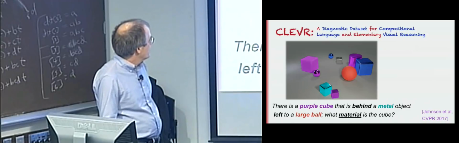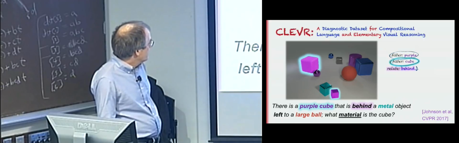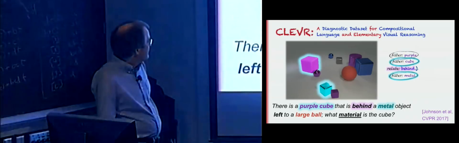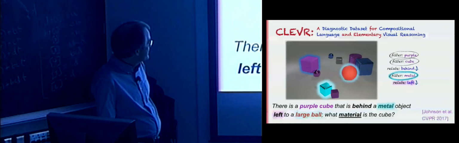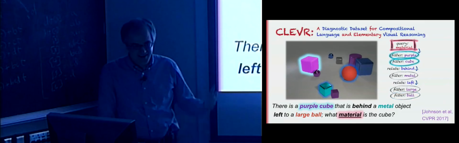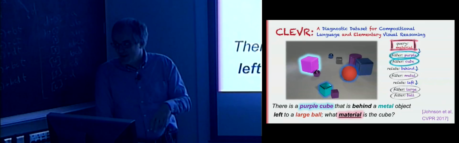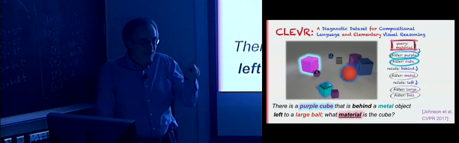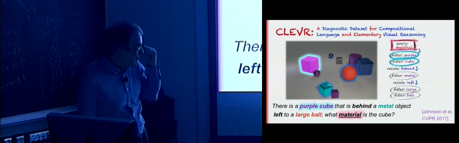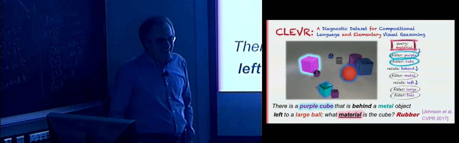There is a purple cube that is behind a metal object, left to a large ball. Well, there's a large ball and it's to the left of it. What material is the cube made out of? Now, at that point, you might think, oh, I don't know what that's made out of. But it turns out in the CLEVR data set that the objects are deemed to be made out of only two materials. They're either metal or rubber. So if they're not glossy, they're rubber. And so that is then the right answer.